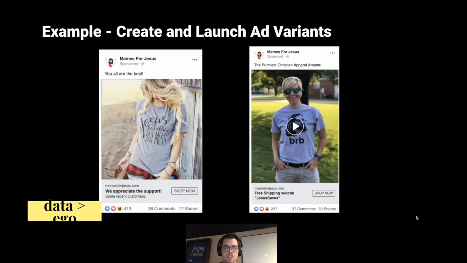Here are the two. The one on the left is just a girl wearing the shirt, similar to the other one. Just a short caption, we appreciate the sport, and then shop now. Simple. The one on the right is a slideshow of girls wearing shirts using user-generated content, the punniest Christian apparel around. And here we're also testing a little bit of an offer, a free shipping offer. They both got good engagement, you can see, with the likes and comments.